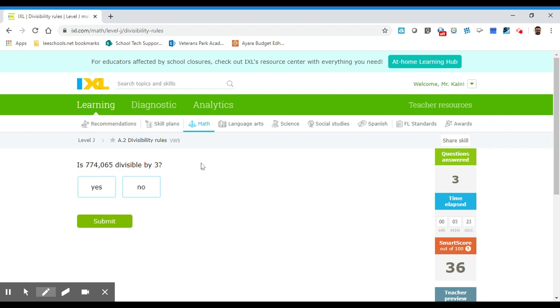You take your digits, which are 7, 7, 4, 0, 6, and 5. And you add those numbers up. Okay? So we're going to take all the digits and we're going to add them up. So 14 plus 4 is 18. 18 plus 6 is, what is that, 24? And then 24 plus 5 is 29. So add up all the digits.